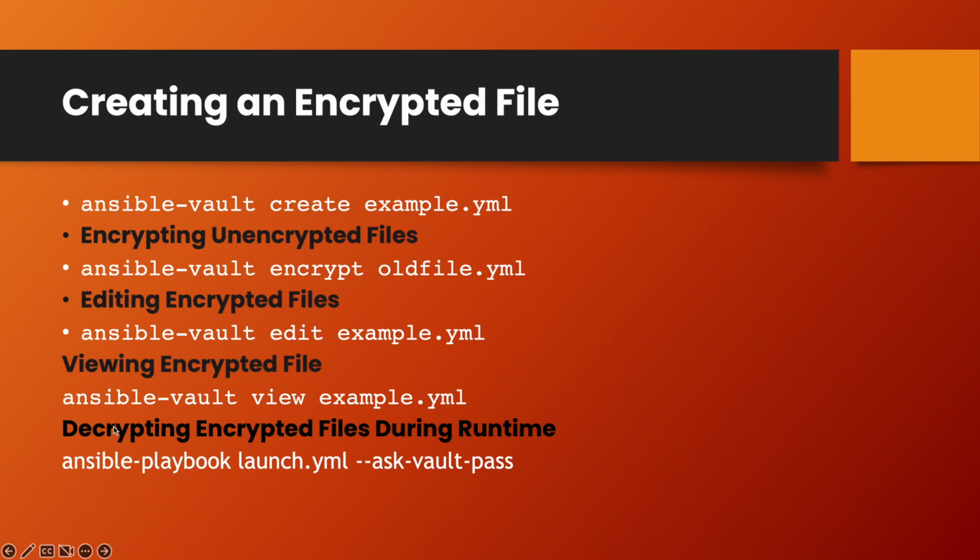If you want to decrypt it during runtime itself, then ansible-playbook, your playbook name, and then you have to type the option --ask-vault-pass. So you can run your playbook and it will be decrypted at runtime, and again the file will be in the same condition.